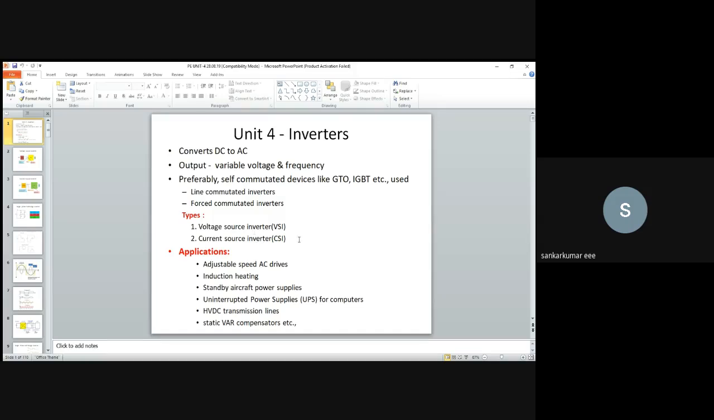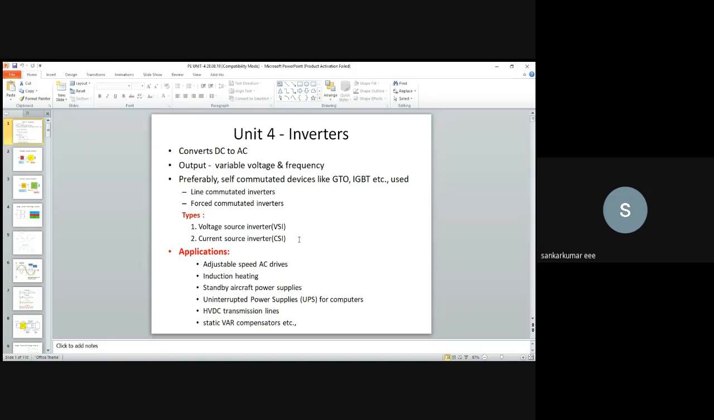The voltage source inverter means the input is a constant voltage source. The output voltage is also a constant AC output, but depending upon the load, the nature of the current waveform will vary. So that is called a voltage source inverter. The output voltage will be constant, and the output current will be variable. But the current source inverter is the inverse of the voltage source inverter. The output current is a constant parameter, and depending upon the load, the nature of the output voltage will vary. In a voltage source inverter, the input will be a constant voltage source, and in a current source inverter, the input will be a constant current source. That is the difference between voltage source and current source inverters.